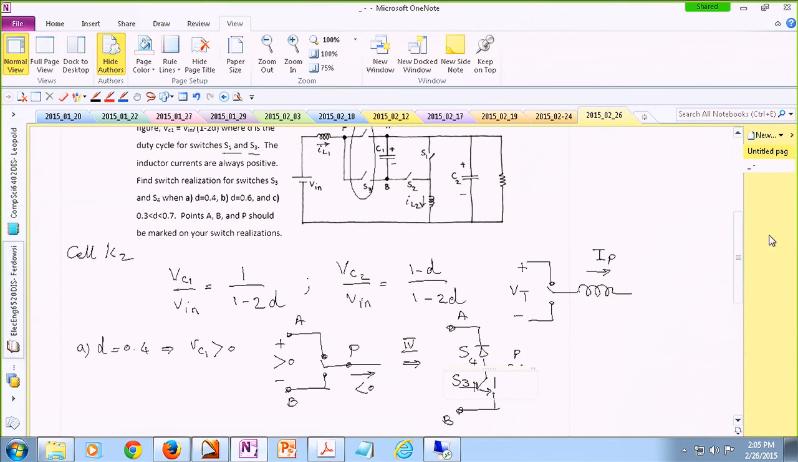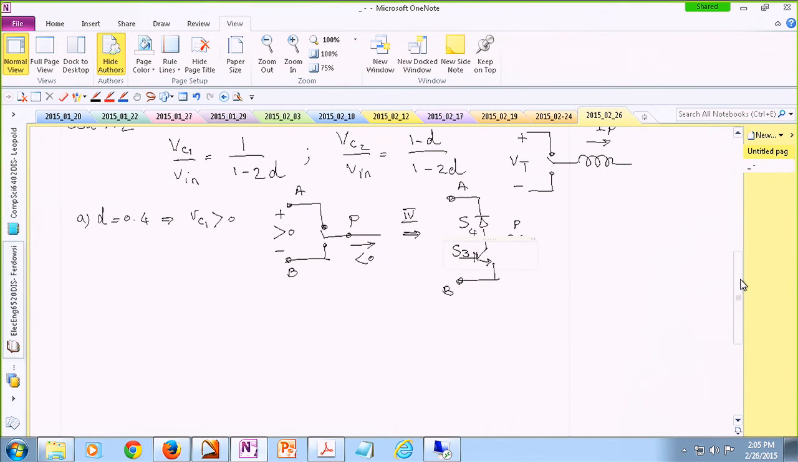Now for the other case, which is case B. Now the duty cycle is greater than 0.6, therefore this capacitive voltage is negative. So again, looking at the classic way of representing this, this would be negative, but this current is still negative. So we are looking at the third quadrant switch realization.